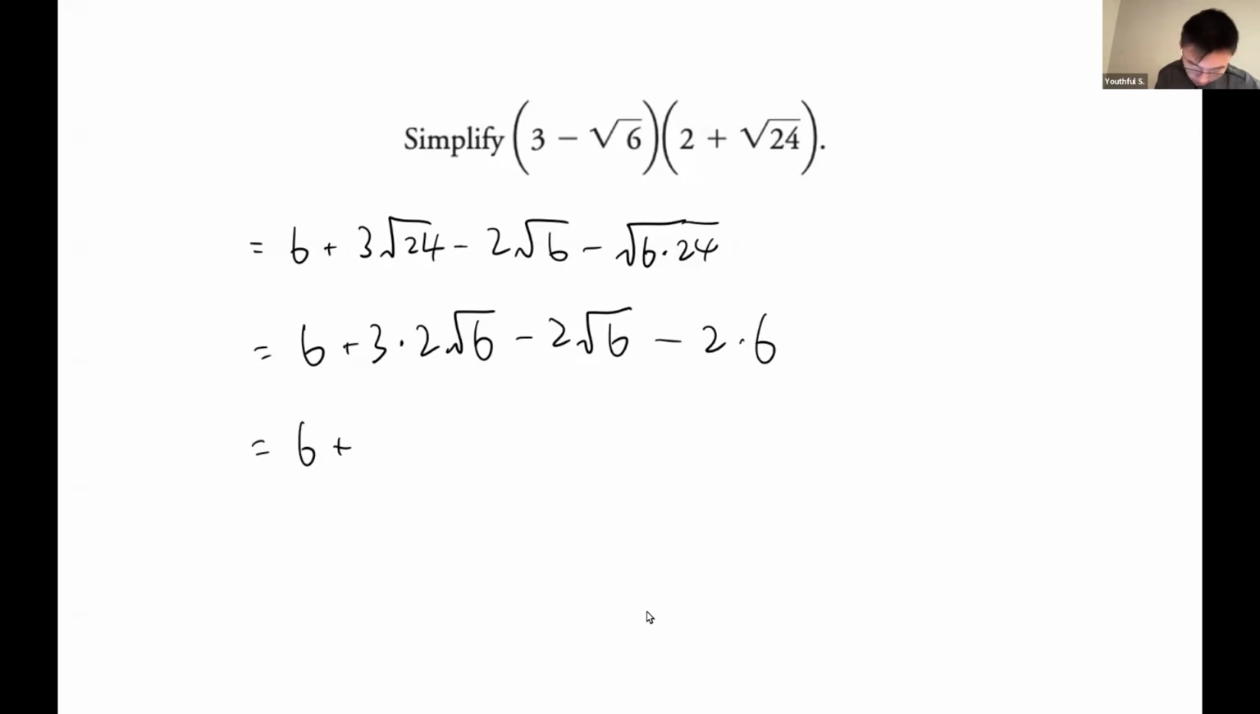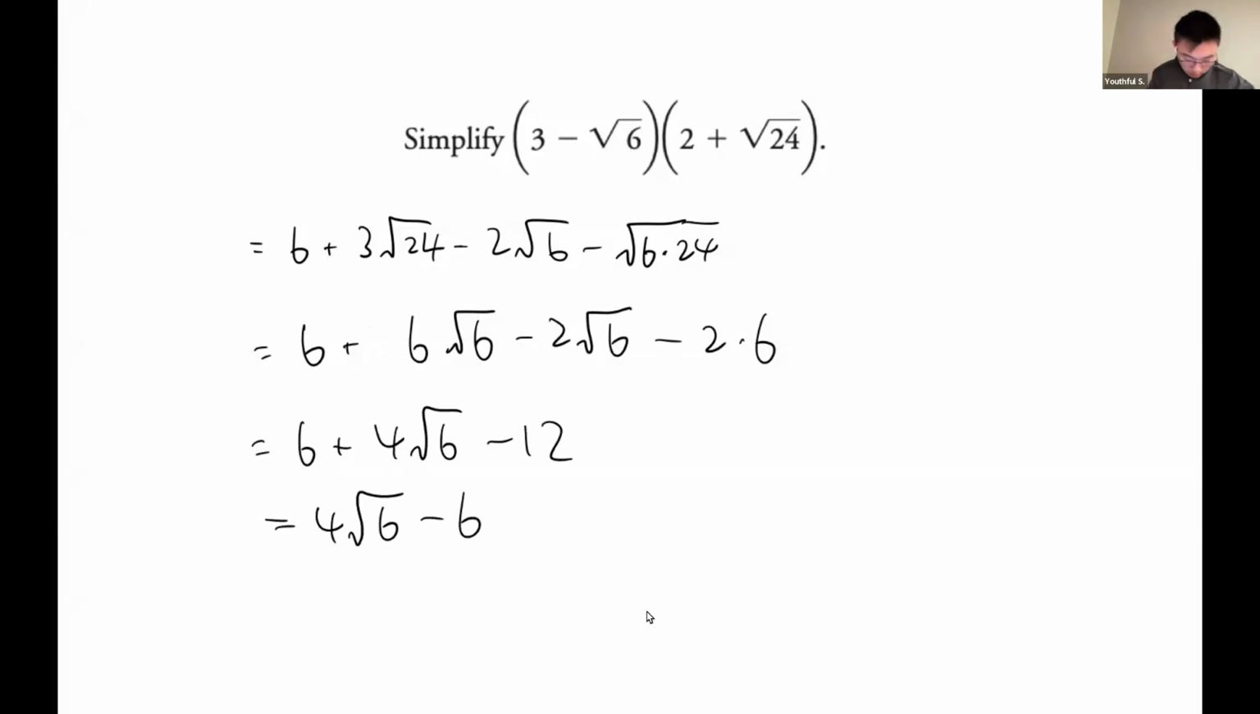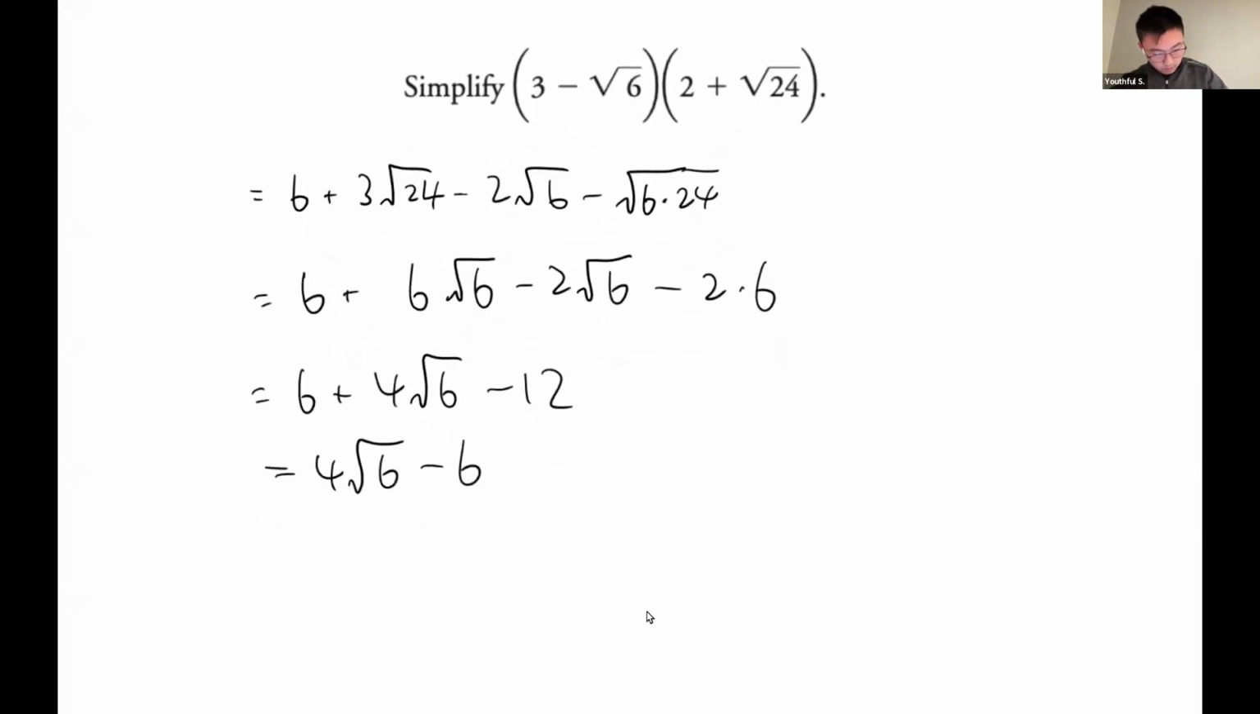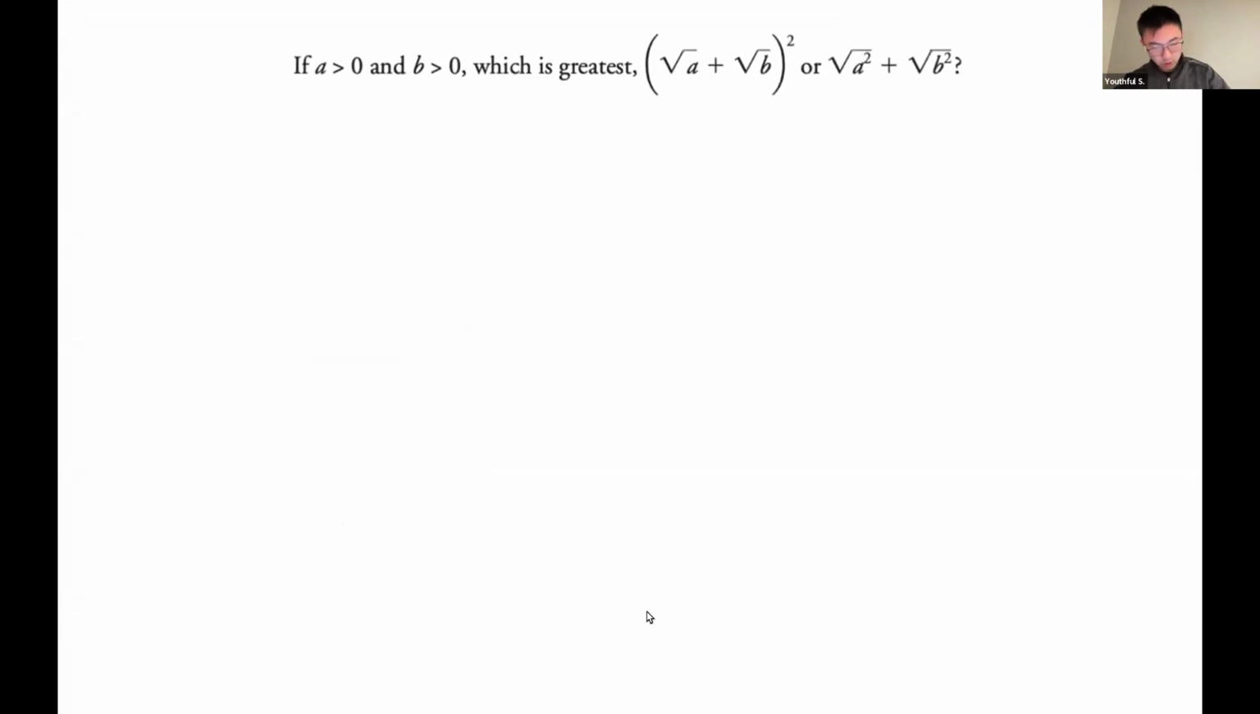I guess I'll just do it like this. I've kind of made it confusing for myself, but okay, I'll just multiply this. So you get 3 times 2 is just 6. That's a little bit clearer. We get 4 root 6 minus 12. So finally, we get 4 root 6 minus 6. Hopefully I did that correctly. So yeah, you can also do FOIL with this. Okay, we're almost through the problems.